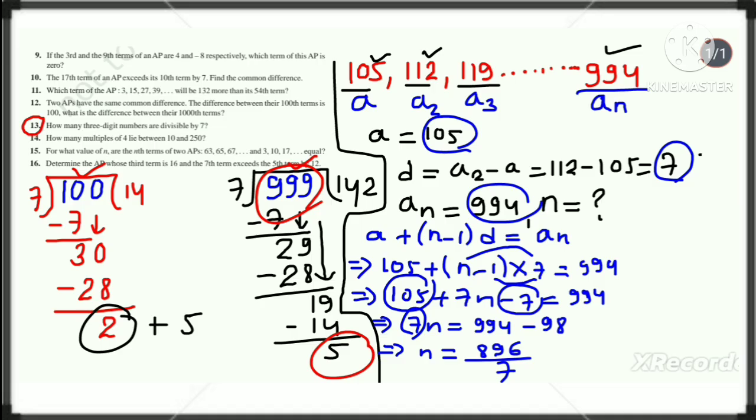Now 7 ones are 7, and 7 can divide 896 by 128 times. So here we obtain the total number of terms is 128. It means there are 128 3-digit numbers which are divisible by 7, right?